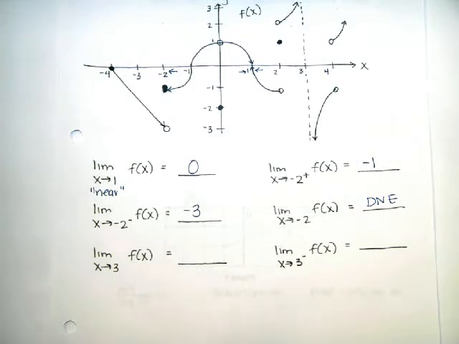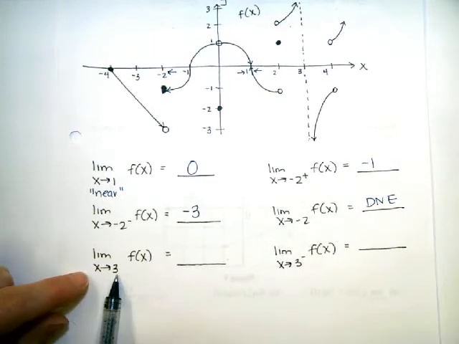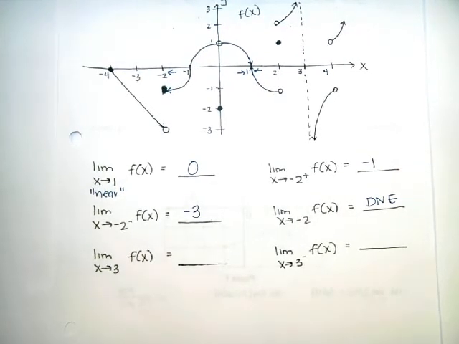How are we doing so far? Good. Okay. The limit as x approaches 3. What do we think?